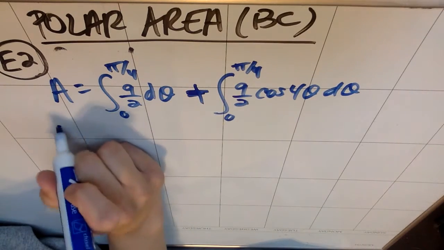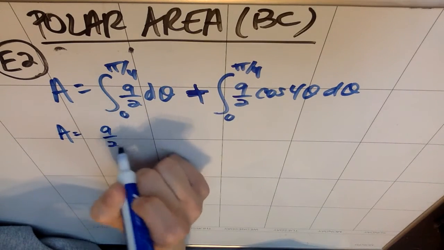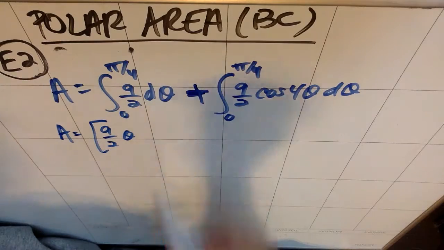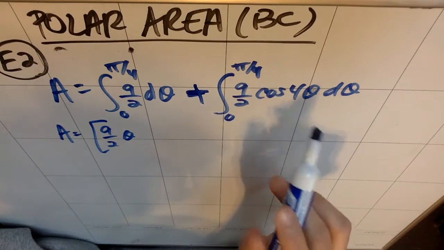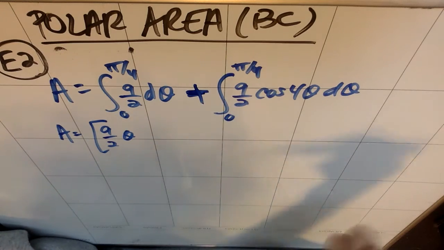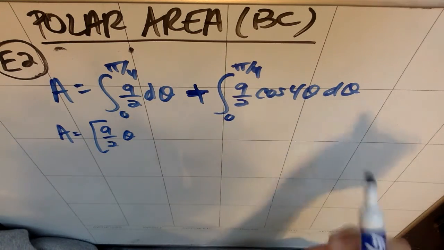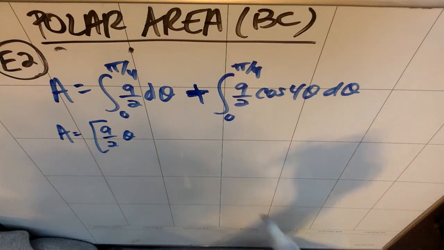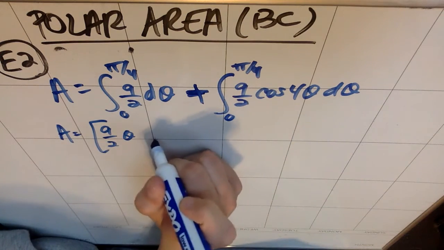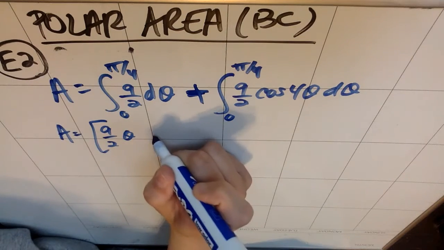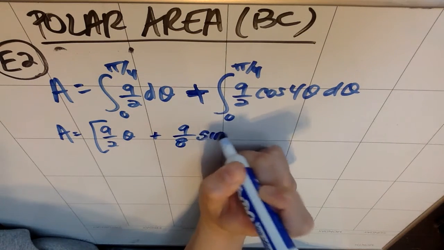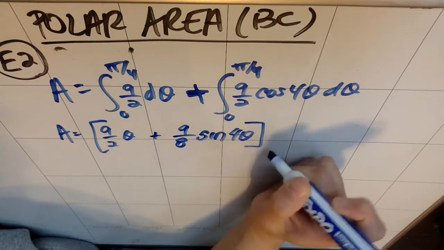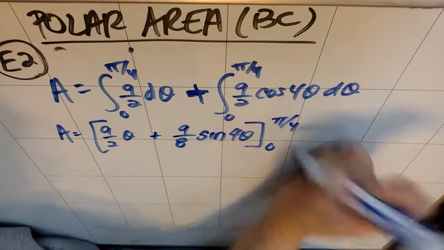Okay, so my area ends up being a 9 halves theta, because that's what 9 halves d theta would integrate to. This is technically u sub, where my u is 4 theta, but logically what's happening is every time I derive a cosine of 4 theta, I'd have to times by 4 in addition to deriving the trig function. So if I'm integrating, I'm going to have to divide by 4. So I'm going to get a 9/8, and when I integrate cosine, I get sine. So I'm going to get a 9/8 the sine of 4 theta, and all of that is going to be evaluated from 0 to pi over 4.